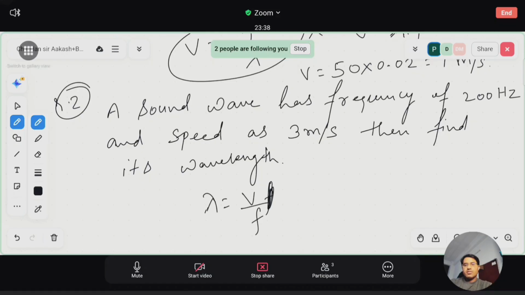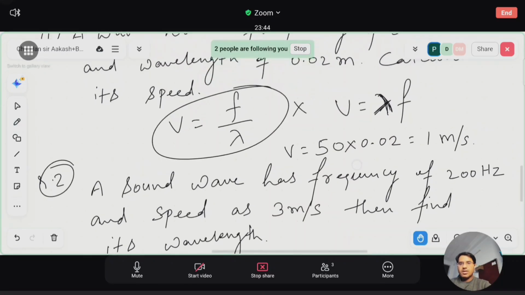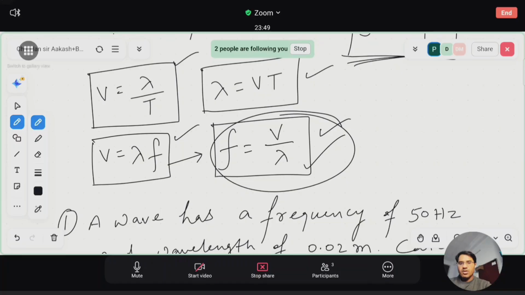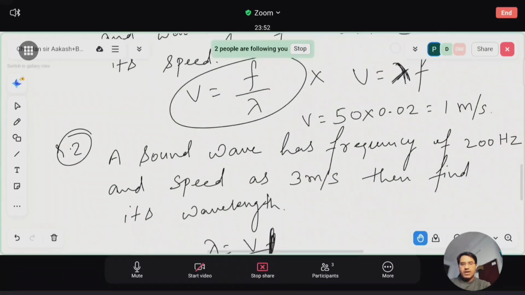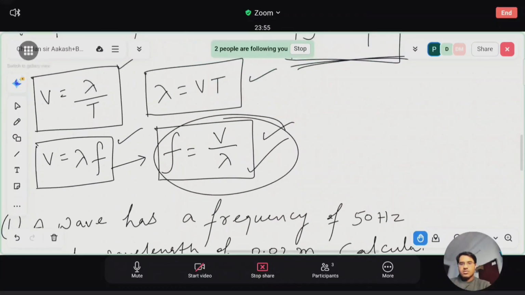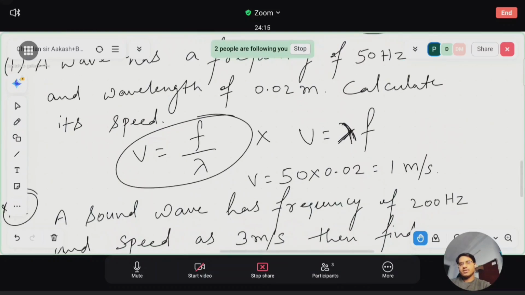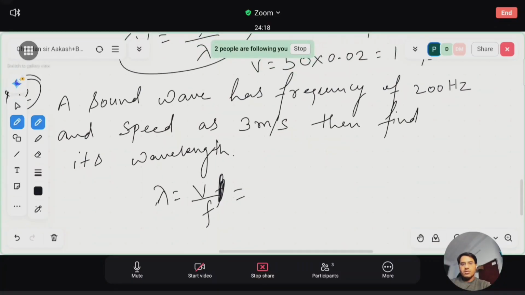The formula that we have written, which formula have we done? Frequency is v by lambda. But what do we need to find here? Lambda, the wavelength. So lambda will be how much from here? V by f, yes or no? Lambda will go there, f should come here, yes or no? Yeah. So lambda basically will become velocity by frequency. So this should be the formula.